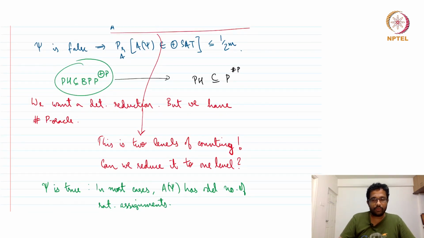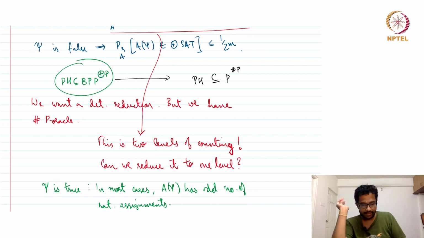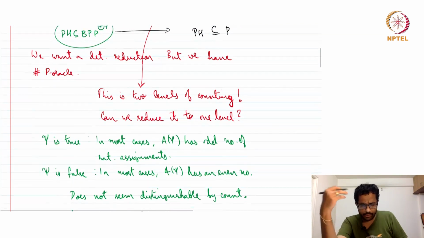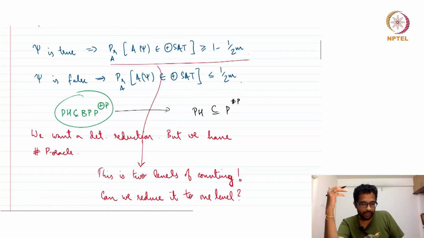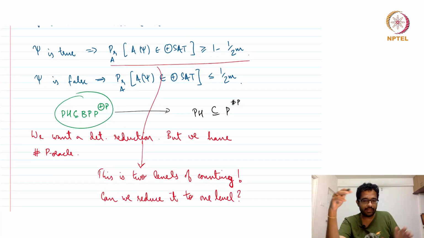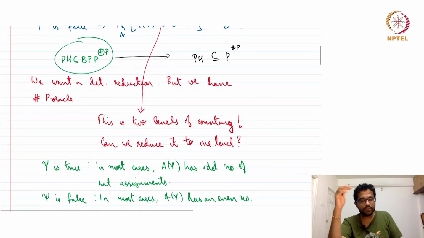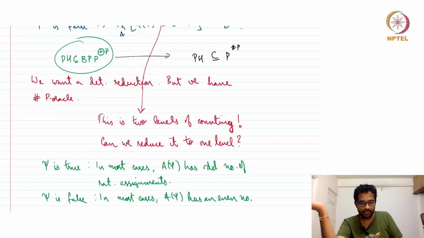So when we want to simulate it with just a deterministic polynomial time machine with one Sharp P oracle, we want to simulate using one level of counting, right? So that's the task at hand. So let's try to understand where we are, right? So suppose psi is true, right? And in that case, most of the A psi has an odd parity of satisfying assignments. If psi is false, it means most of the A psi has an even parity.